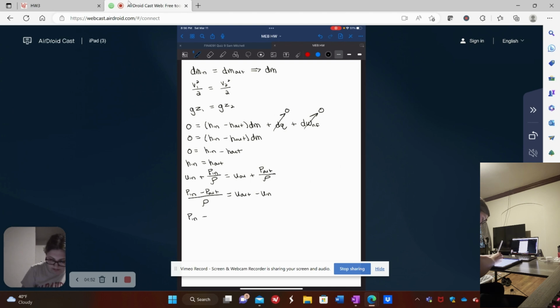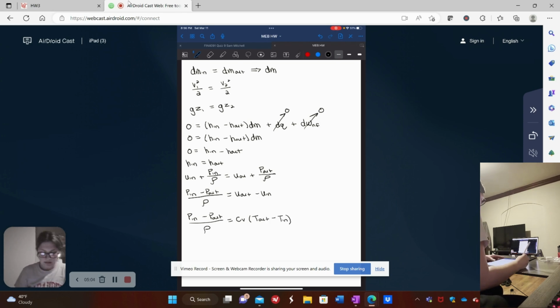(P_in − P_out)/density = C_V × (T_out − T_in). Now we are ready to start plugging in values. We know that the drop in pressure is 900,000 pascals, so we can say 9 times 10 to the 5th. And we know that the density of water is 1,000 kilograms per meter cubed, so that is 10 to the 3rd.